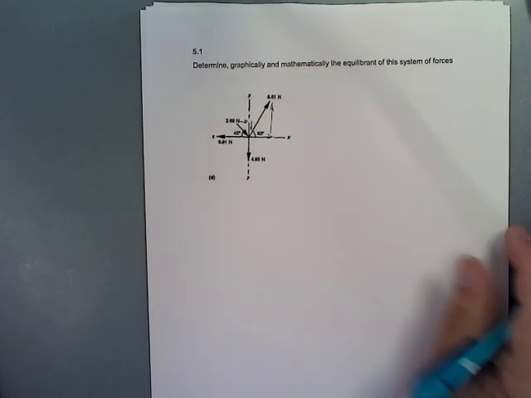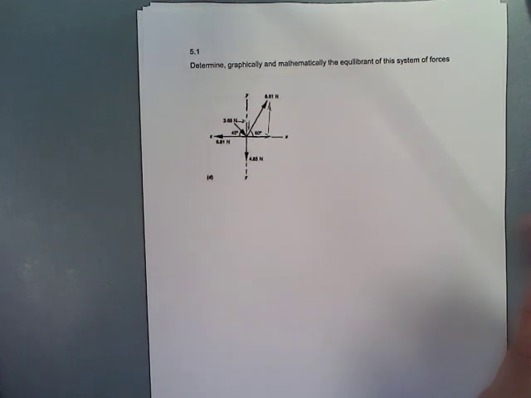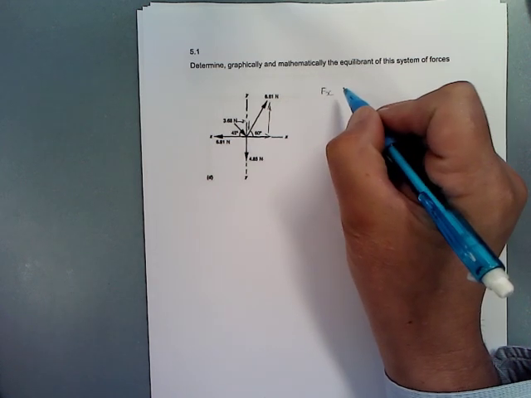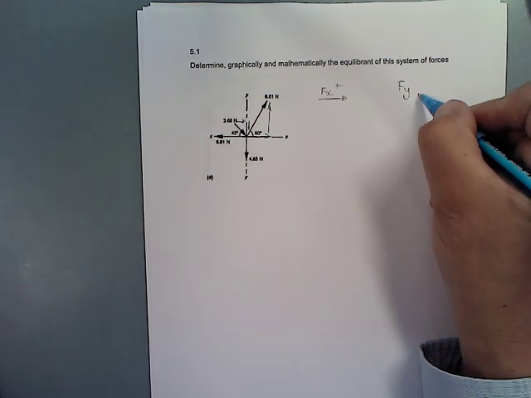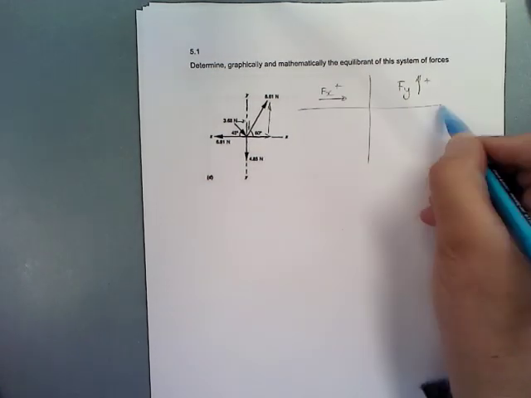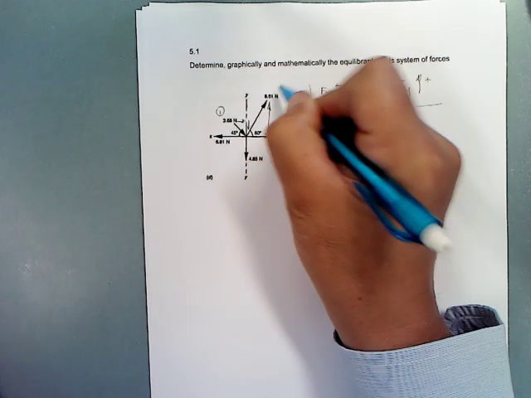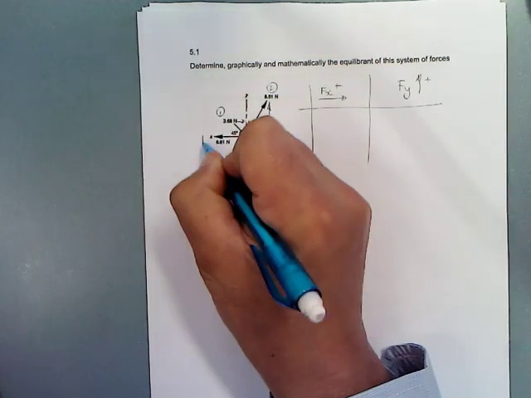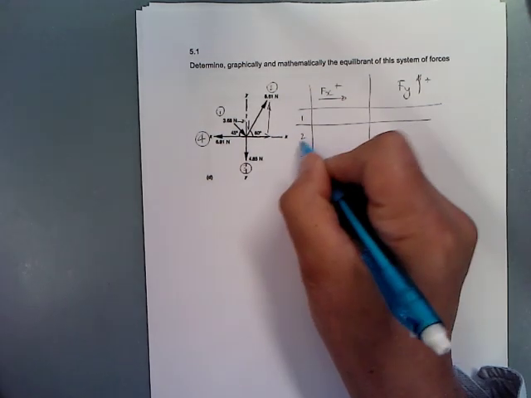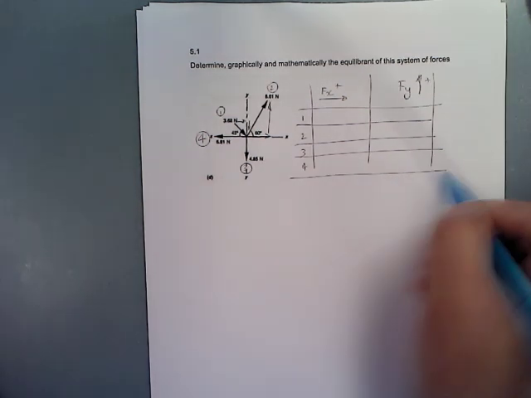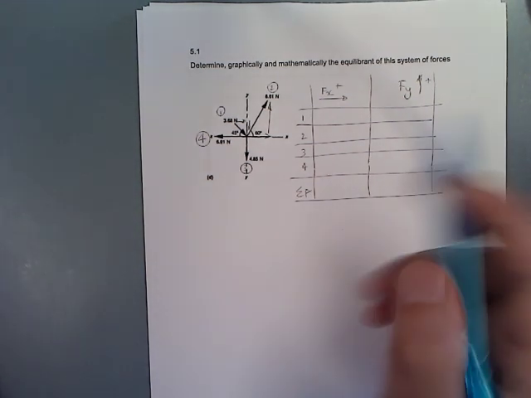The easiest way to solve this one, if you're not going to do it purely graphically, is to draw up a table of forces. So I will have one column with my X forces acting to the right as being positive, and my Y forces acting up being positive. I'll label this force as force 1, this one as force 2, force 3 and force number 4. I will have a sum of my X and Y forces at the bottom, and that will be my table.